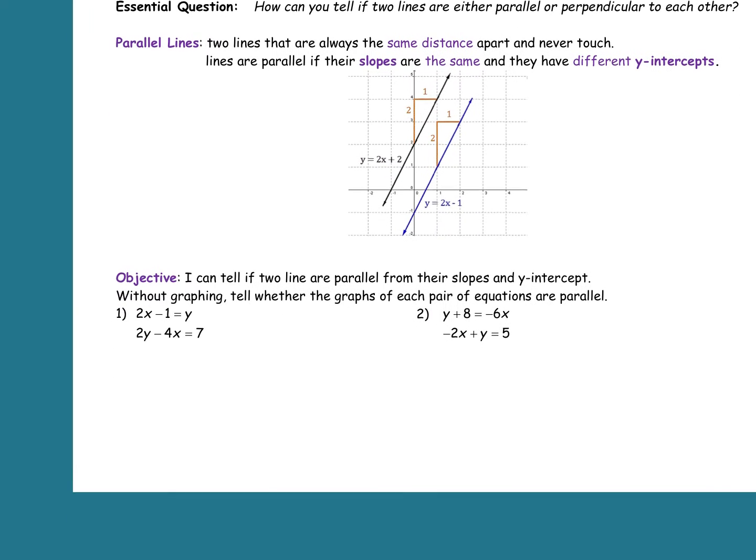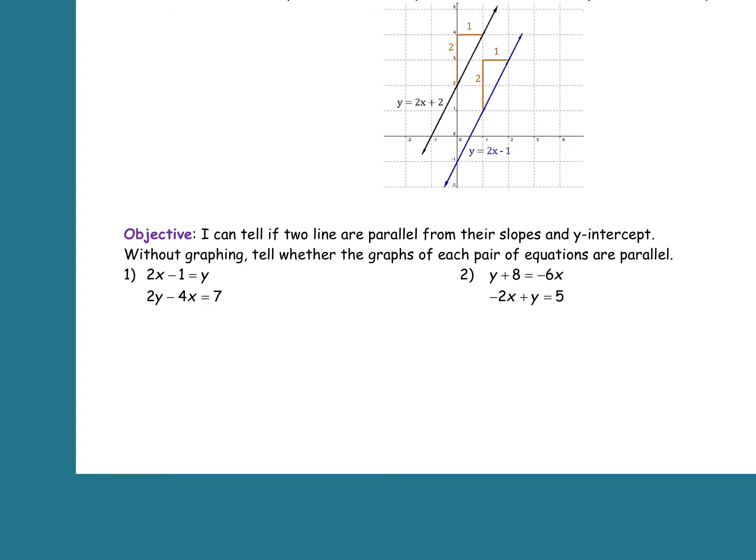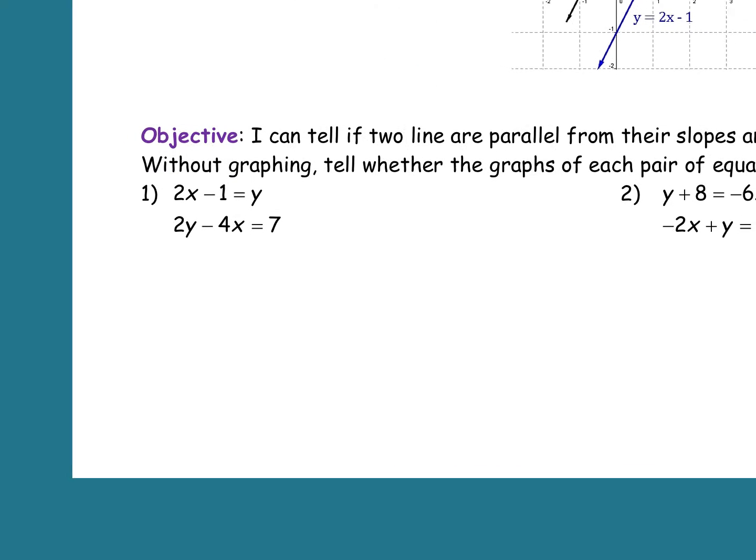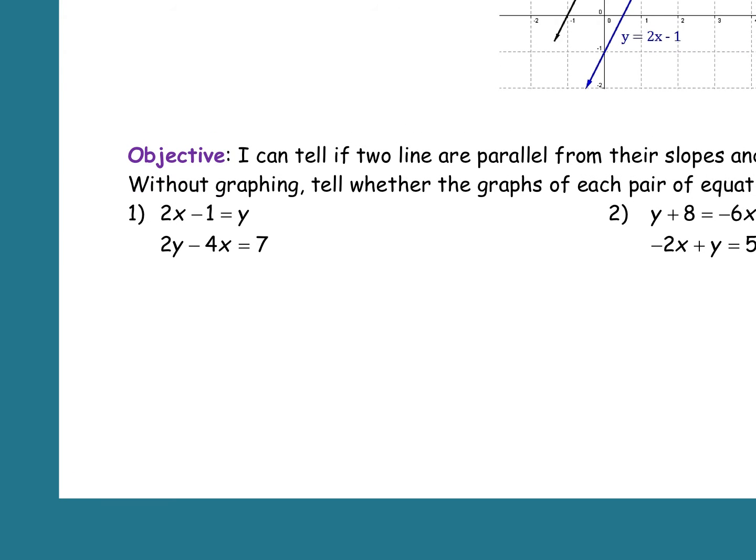So all we're going to do really easy is we're going to find out without graphing if they're parallel or not. So how do I do that? I find the slope, right? That's all I'm going to do. Find the slope of each line. And then if the slope is the same, then I'm going to find the y-intercept. If the y-intercepts are different, they're parallel. That's it. Super easy. What if the slope is a multiple of? Nope, they have to be the same.